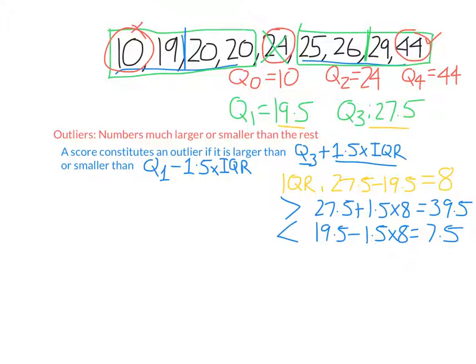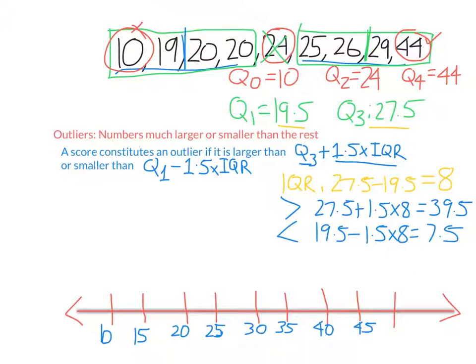So when we're plotting box plots, we usually don't include outliers in the box plot. We usually leave them outside the box plot and mark with an X. So I'll show you what I mean. So again, I label my number line. I'm not going to include 44 in the box plot. What I'm going to do is go to 44, estimate it here, and put an X.